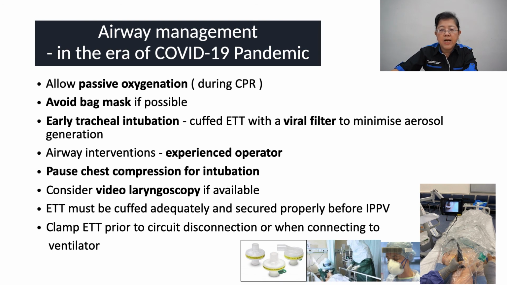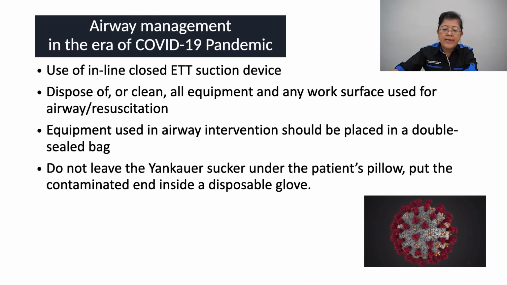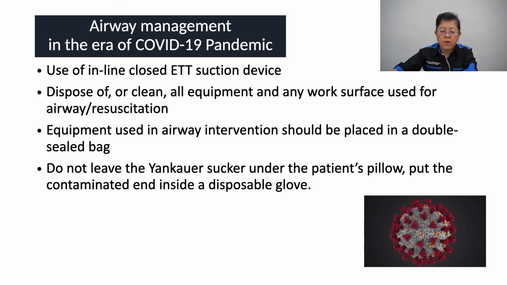An ET tube must be cuffed properly and adequately and secured properly before the IPPV. Clamp the ET tube prior to circuit disconnection or when connecting to the ventilator. Use the inline closed ET tube suction devices. Dispose of all the equipment used for the airway safely, and equipment used should be placed in a double sealed bag, and do not leave even the Yankauer sucker under the patient's pillow, because this can cause contamination and put everybody at risk of COVID-19 infection.